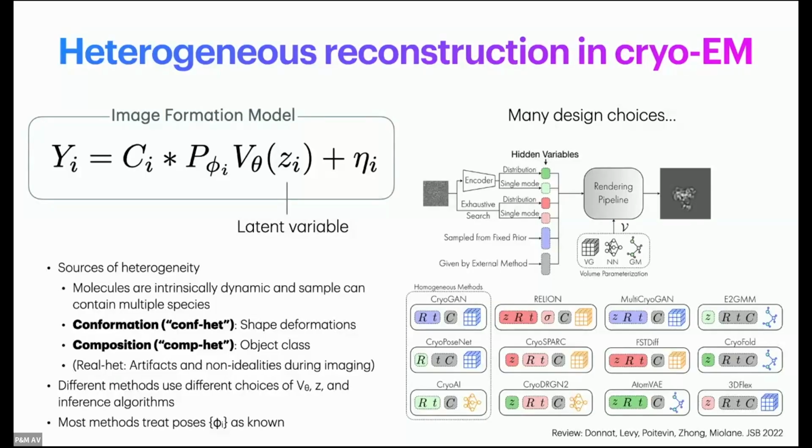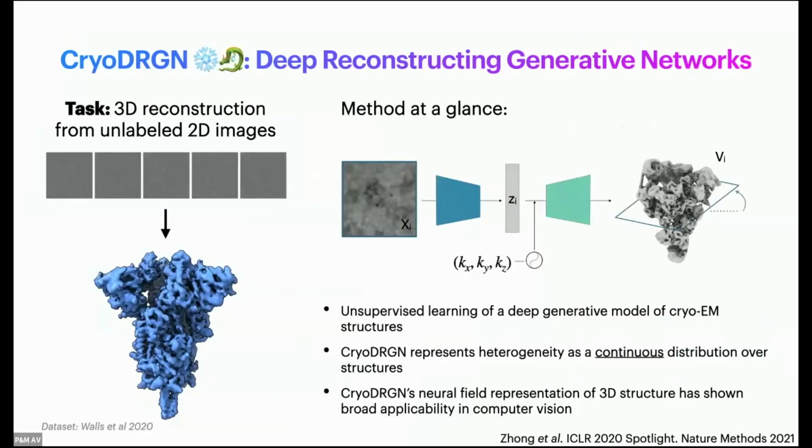So cryo-EM image processing is a very iterative procedure. In this heterogeneous case, both methods treat poses as known. So you split up your reconstruction process, assume everything can be aligned, you infer the poses, and then you infer this residual heterogeneity of conformations or compositions.